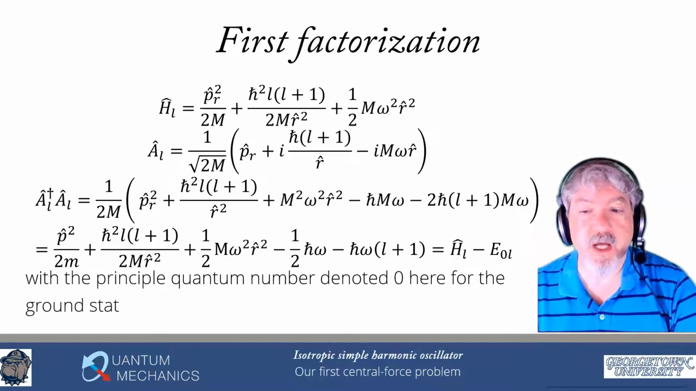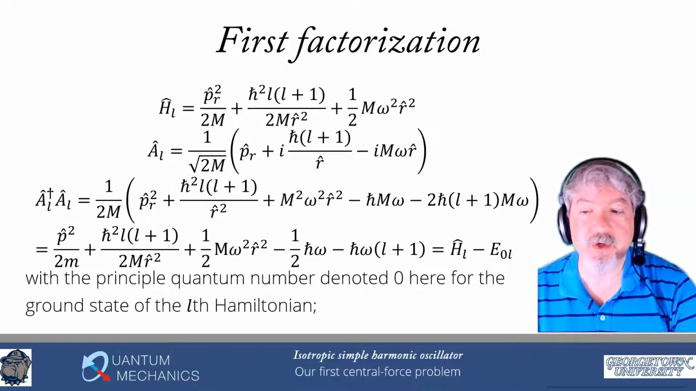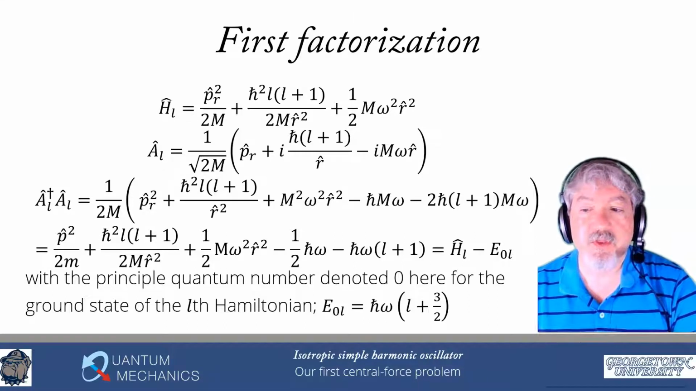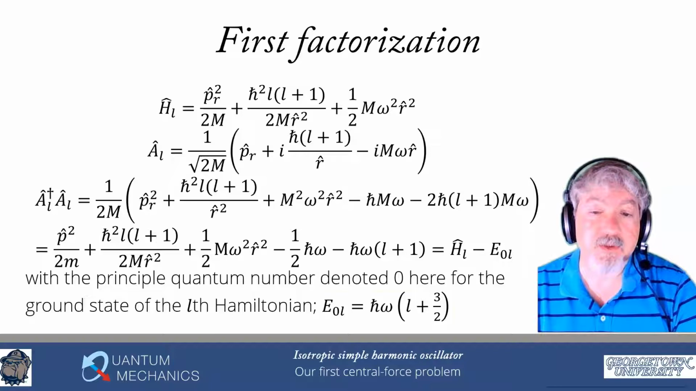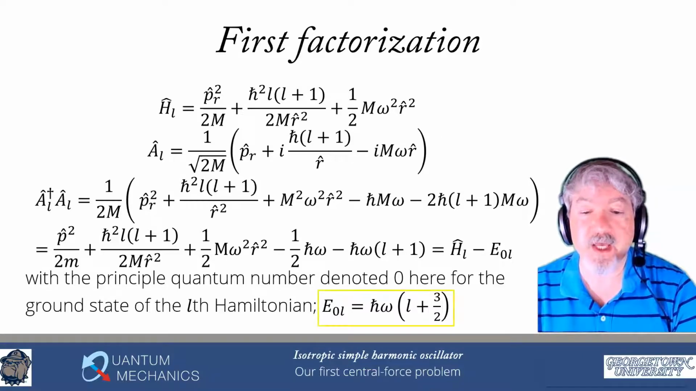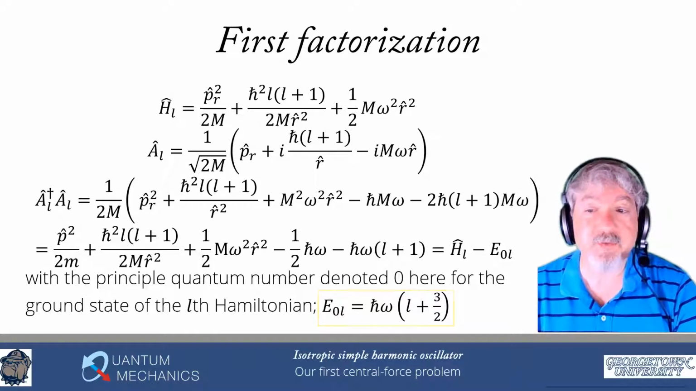So the principal quantum number that we're using here, we're denoting 0 because that state, using a subsidiary condition that AL acting on psi 0L is equal to 0, we immediately know that the energy of that state is E0L. And when we combine those constants together, we find E0L is h bar omega times L plus 3/2. So from this, we have actually now found the ground state of every Hamiltonian HL.